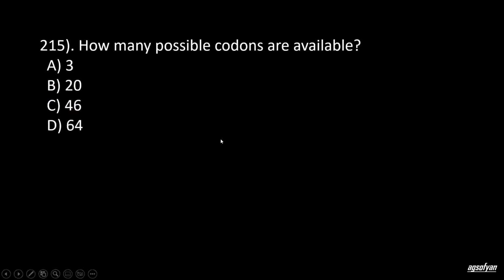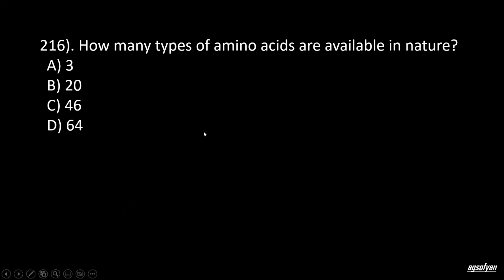How many possible codons are available? There will be 64 types of codon. Three of them are stop codons, and one of them is the start codon. How many types of amino acids are available in nature? There are only 20 types of amino acids.